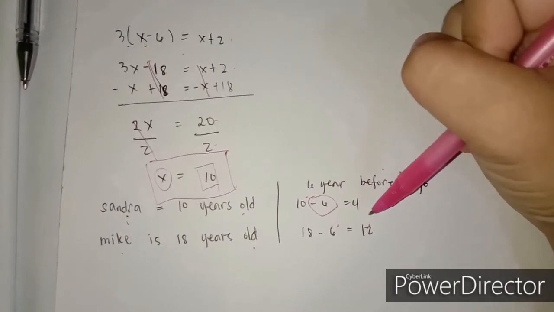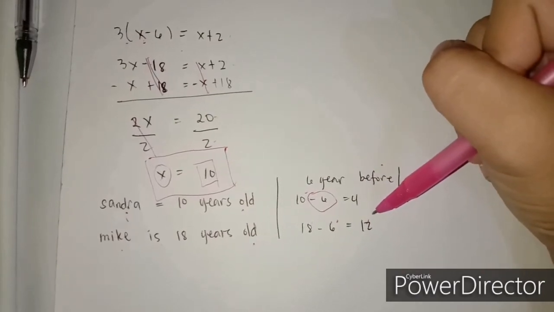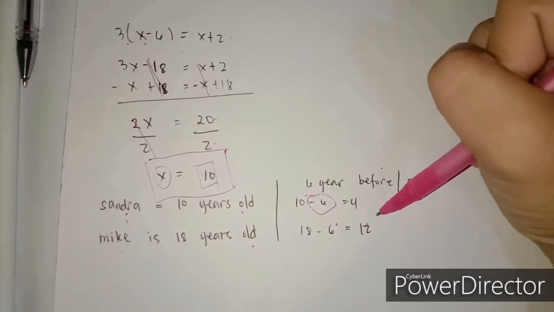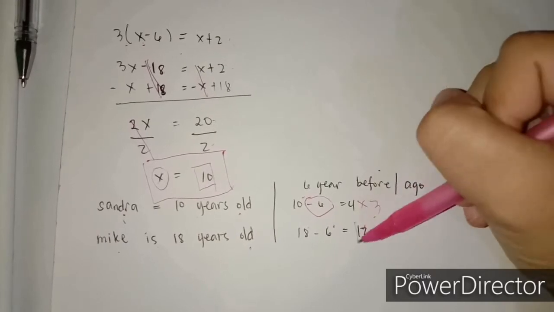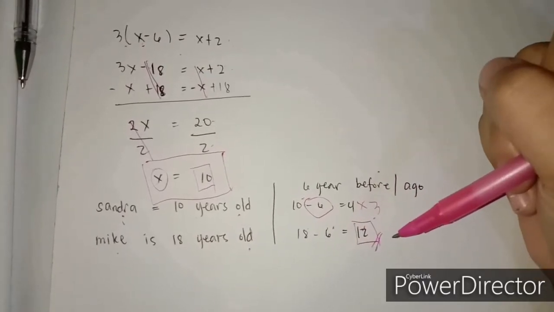As stated in the problem, Mike is 3 times as old as Sandra. So 4 times 3 is equal to 12. Well, I guess our answer is correct.